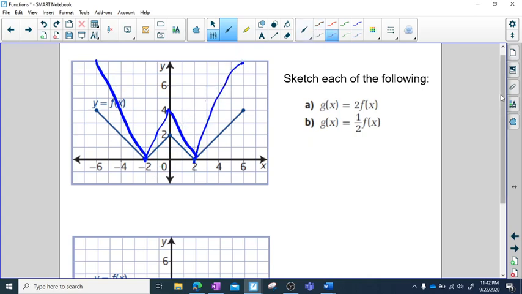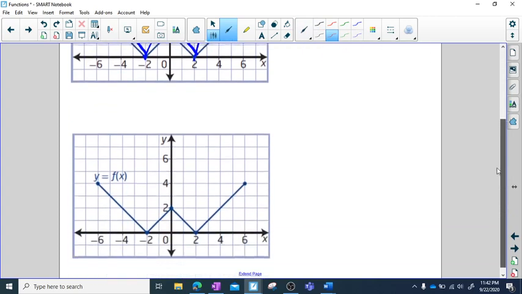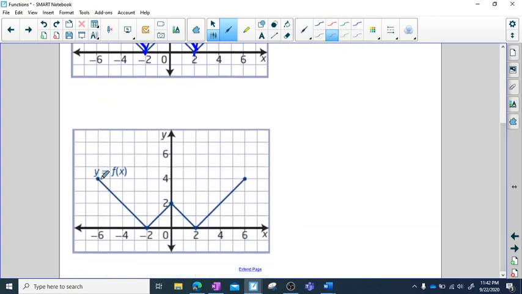All right, let's do a half of f of x. This one says take half of every y value. This one would drop to here. This one wouldn't move because the y value is 0. Take half of 2, you'd be here. Half of 0, still 0. Half of 4, 2. Here's my new graph.